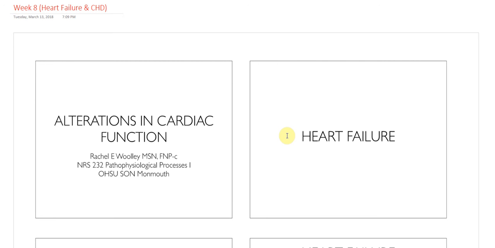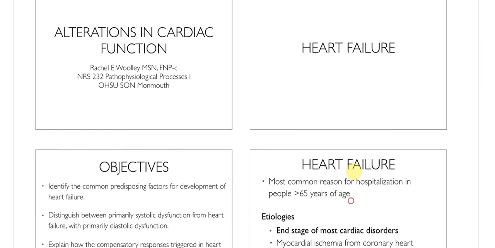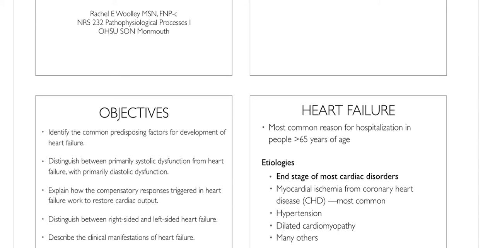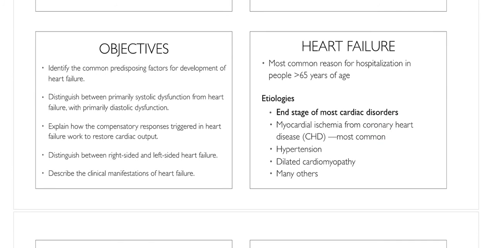All right, so heart failure. Heart failure can have multiple etiologies. The two that seem to be the most prevalent are some form of ischemic heart disease, coronary heart disease, and hypertension. But heart failure comes from multiple different types of etiologies.